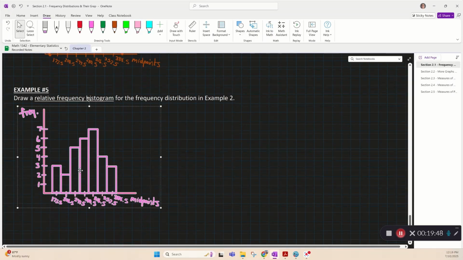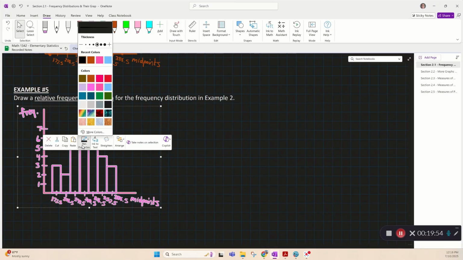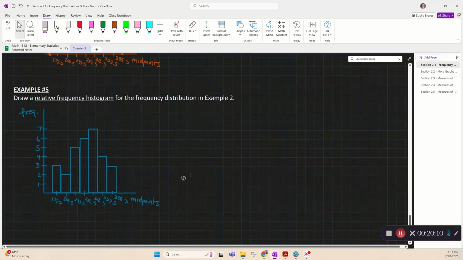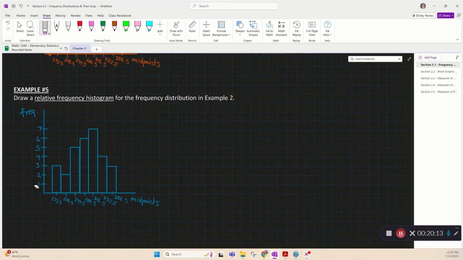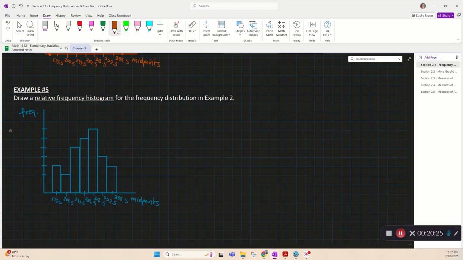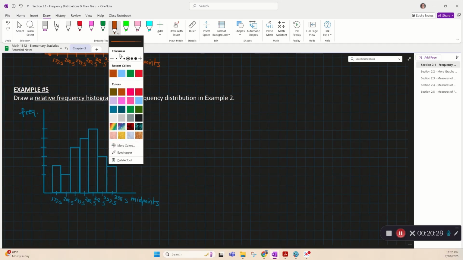But I don't want frequency here. So let me change this color. Let's see. Maybe we do this one in blue. That color blue looks good to me. Okay, kind of dark, but anyways. I don't want just plain Jane frequency here. I need to have relative frequency here.